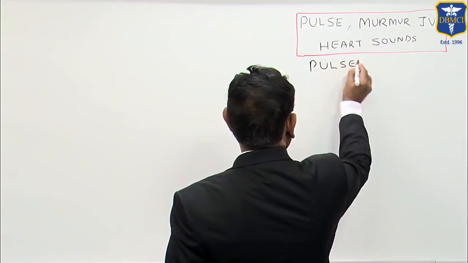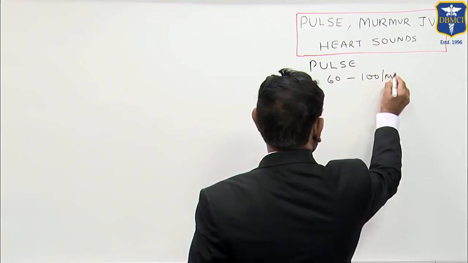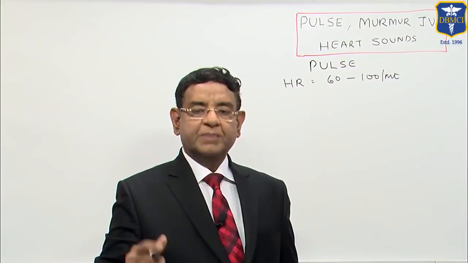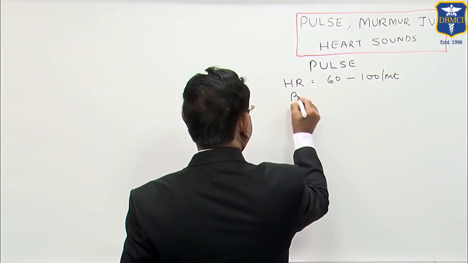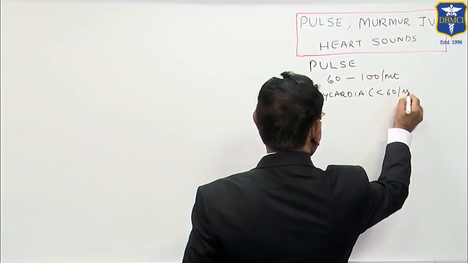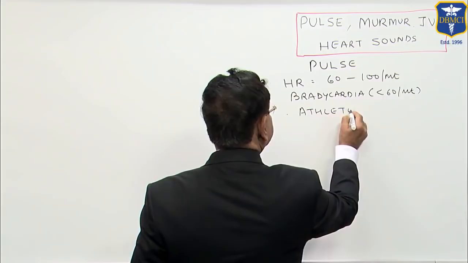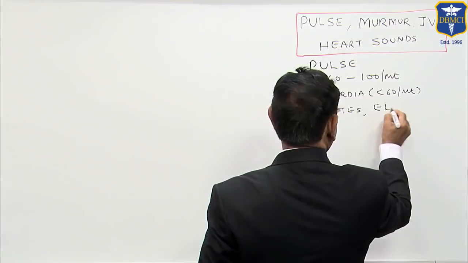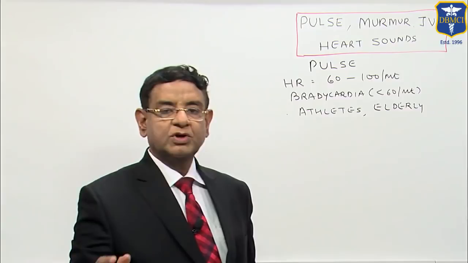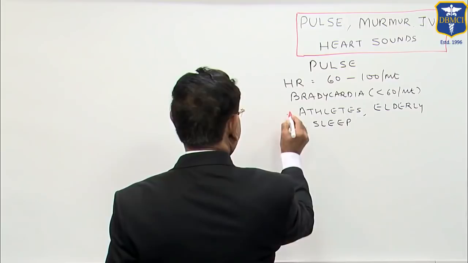Normal heart rate is 60 to 100 per minute, and bradycardia, that is heart rate below 60 per minute, is seen in athletes, elderly persons, this is a normal physiological condition, and during sleep also. So these are physiological conditions.